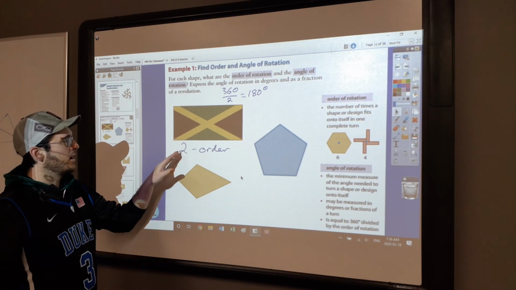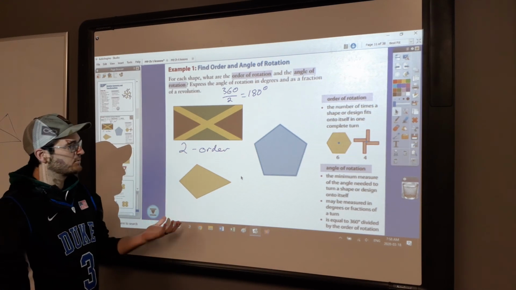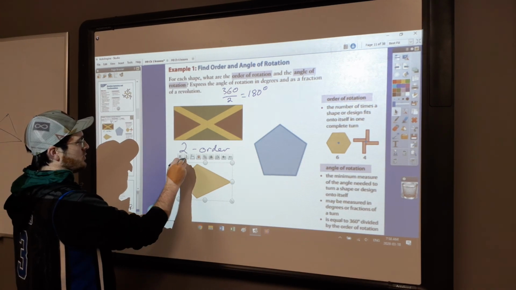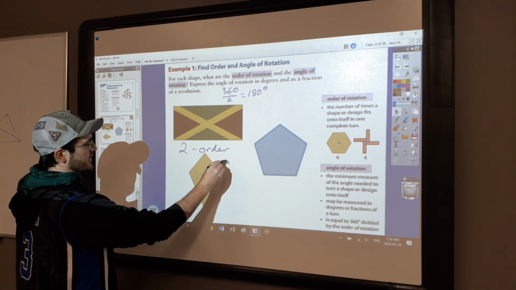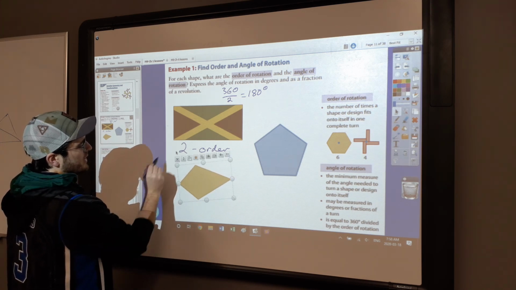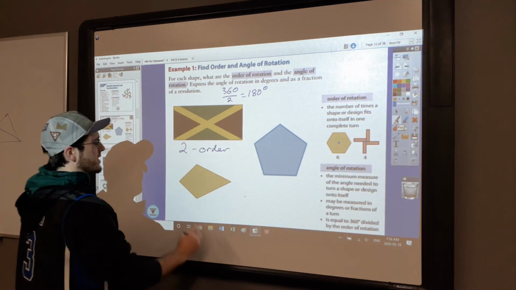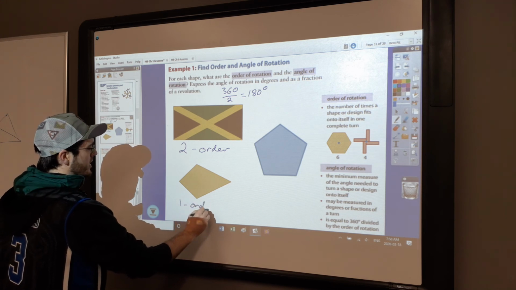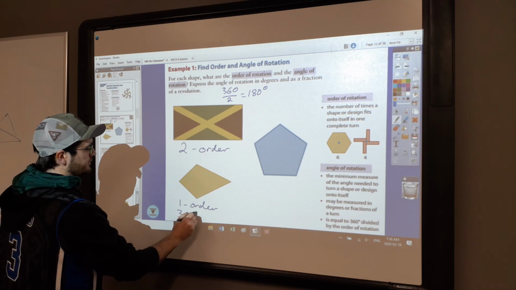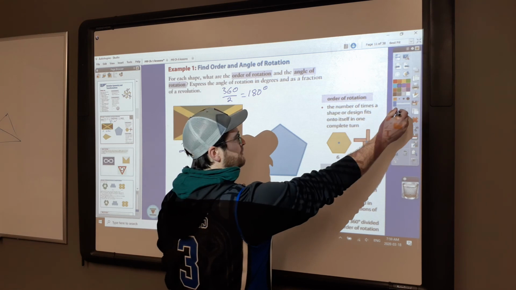So, the order versus the angle of rotation. Some shapes maybe don't work, like this one. I believe if you rotated this, you could flip it, but it's going to be a mirror image, right? That's not the same image. This is the mirror image. It doesn't get back to its original shape until the very end, where it gets back to exactly where it started. So we'd say the order is actually just 1. So it really doesn't have rotational symmetry, in other words. An order of 1 or 360 degrees means it doesn't actually have symmetry.